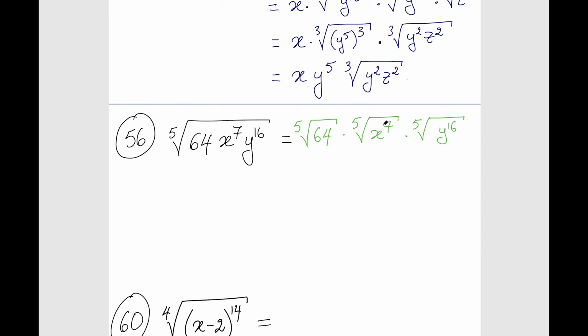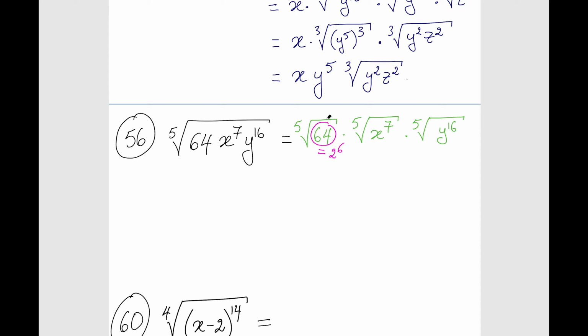Same process. For 64, well, 64 is 2 to power how much? 64 is 8 squared, right? So it's 2 to power 6 then. Am I correct? Because 2 cubed is 8. Square that, you get the 6. So that's going to give you the 64.